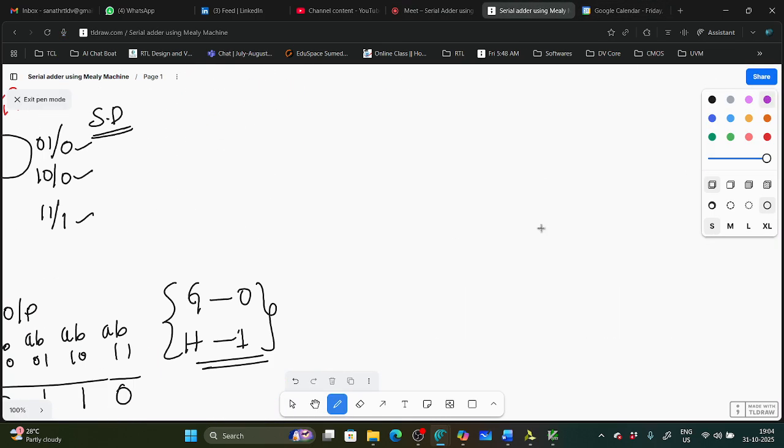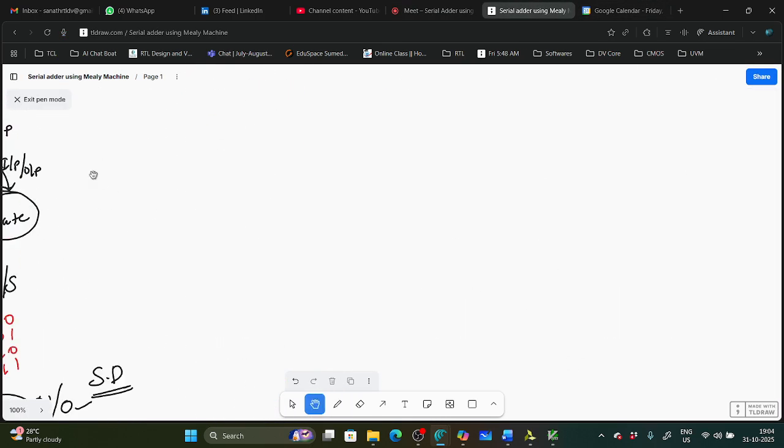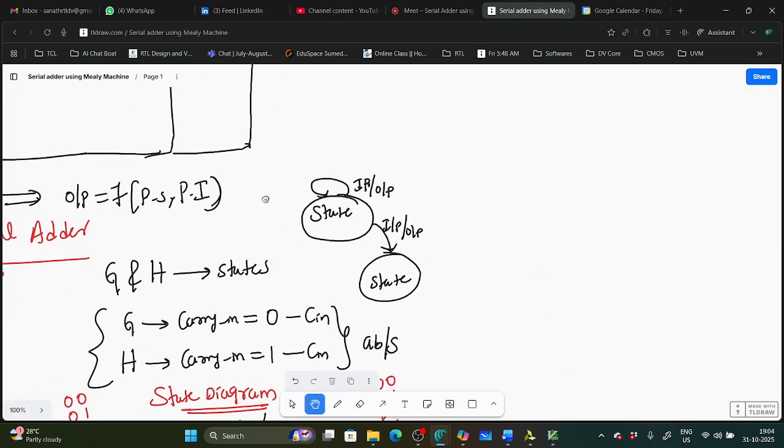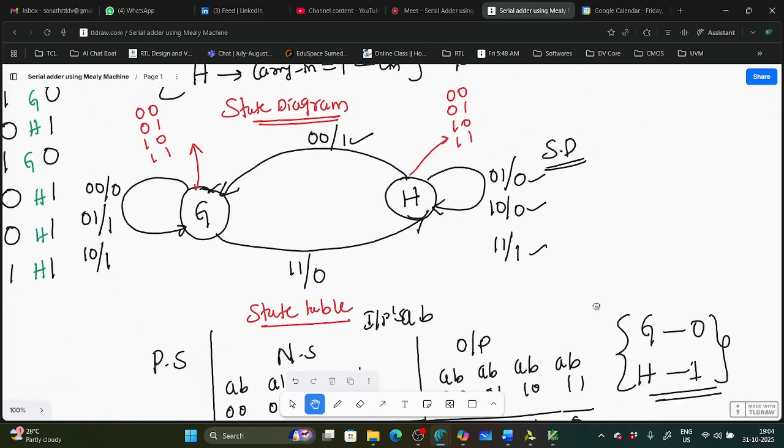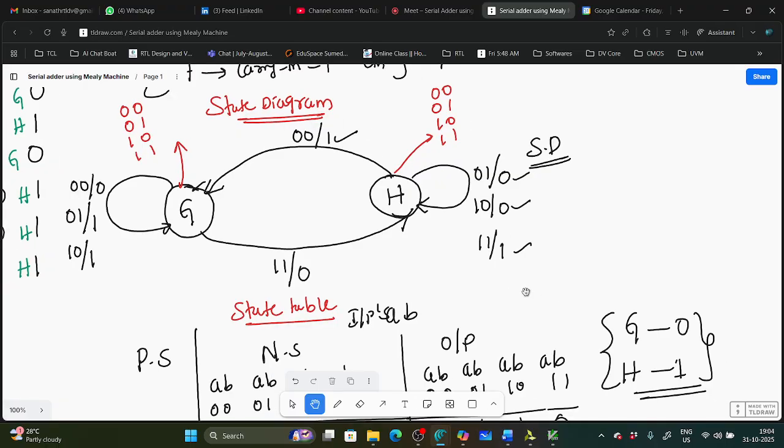Okay, where is my state diagram? See here. I showed how you get the state diagram from the full adder truth table only. This is my state diagram. Based on the state diagram only, I'll write the code.